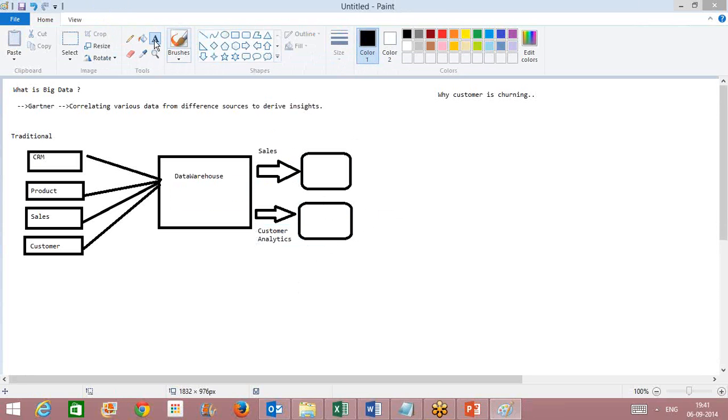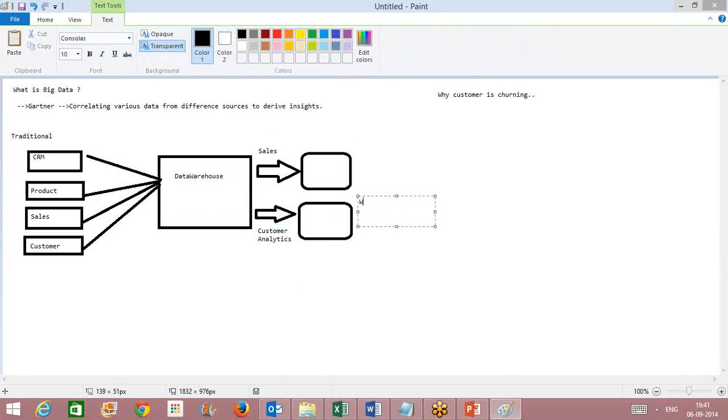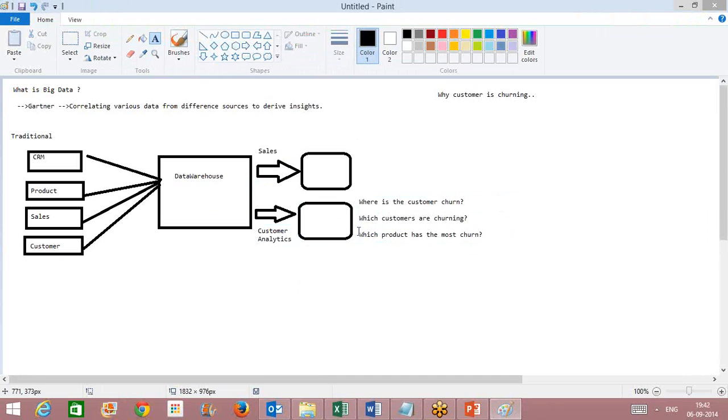and they are trying to understand where the customer is churning, so basically doing a geographical analysis of this. They are saying which customers are churning. They can also find out which product has the most iteration or the churn. So these are various answers they try to answer today.